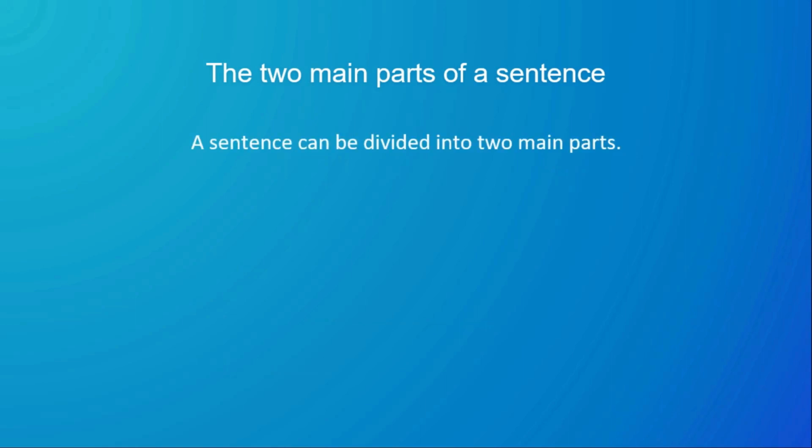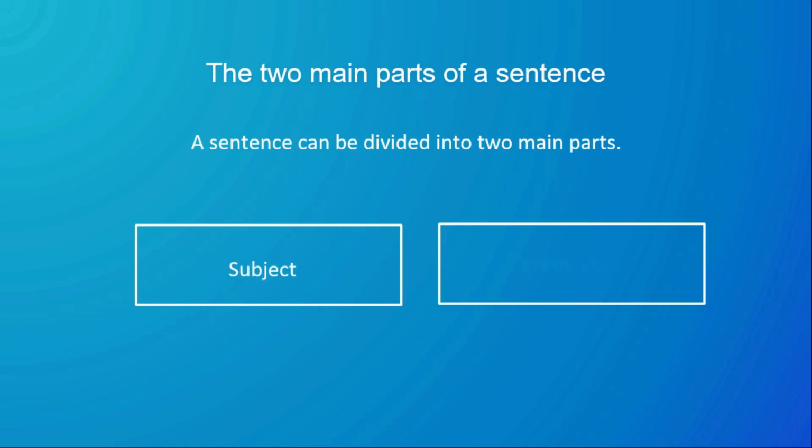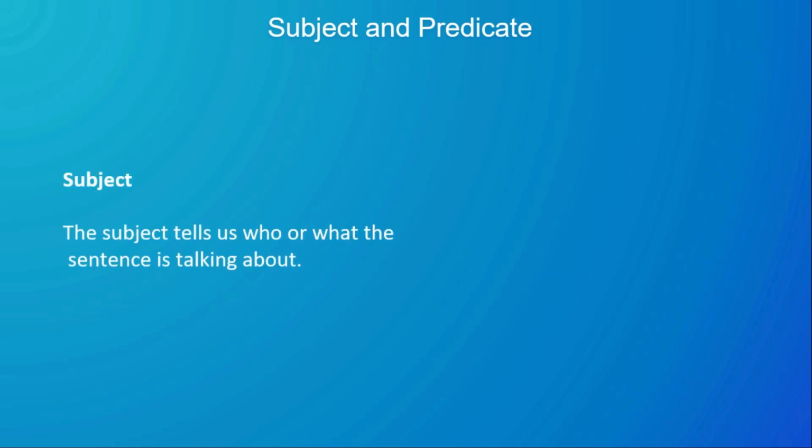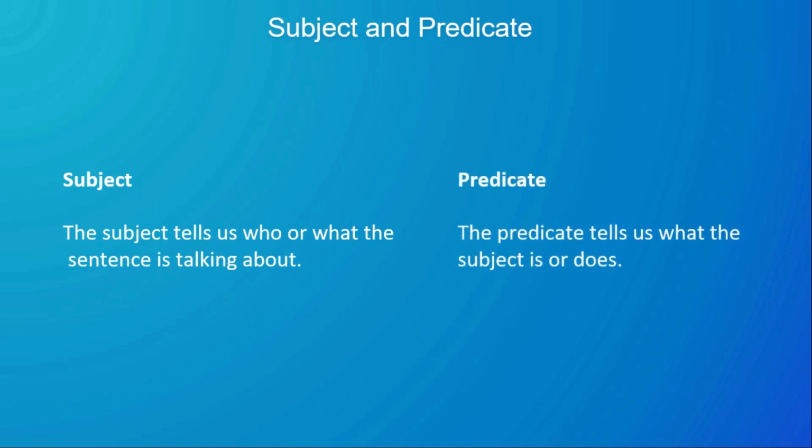Now, let us look at the two main parts of a sentence. A sentence can be divided into two main parts: the subject and the predicate. Together they form a sentence. Let's now learn more about the subject and the predicate. The subject tells us who or what the sentence is talking about. The predicate tells us what the subject is or does.